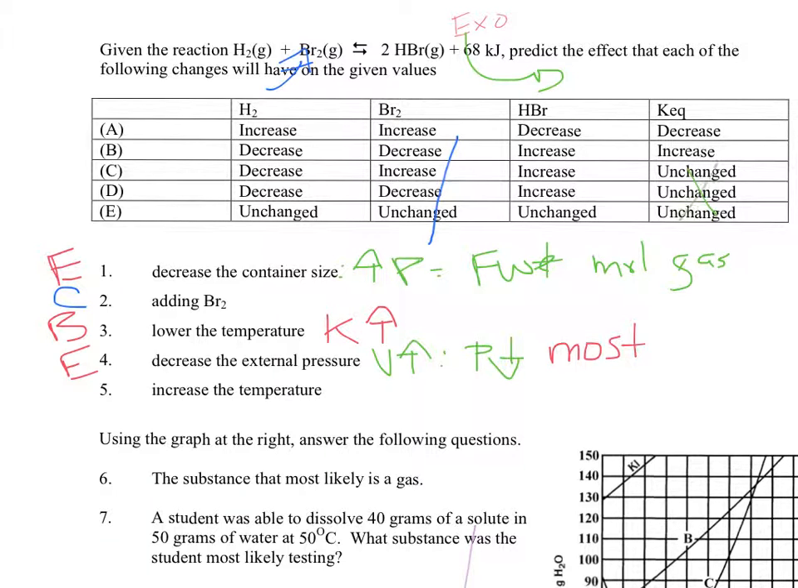Yep, so that knocks those out. So if we add heat to this side, we shift towards the reactants. So what has to happen to K? K's got to go down because we're going towards the reactants. That means it has to be A. Yep. And guys, you are finished with AP Chemistry.